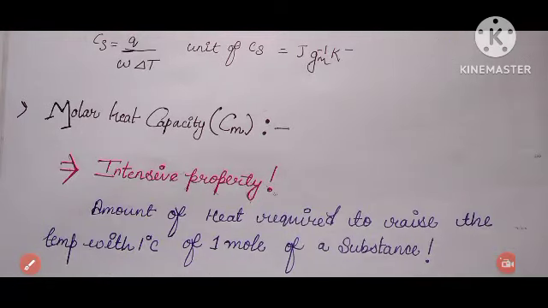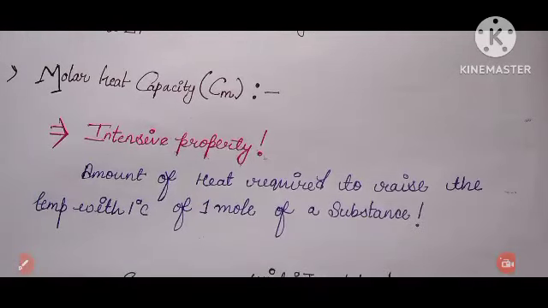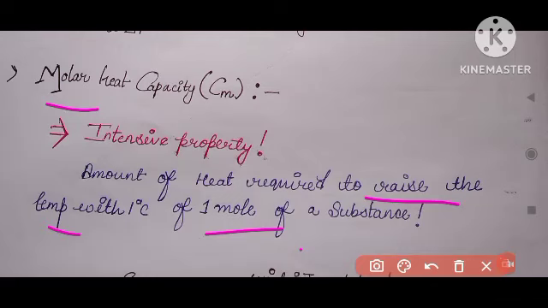Now our next topic is molar heat capacity. So what is it? Molar heat capacity is the amount of heat required to raise the temperature by 1 degree Celsius of 1 mole of a substance. In the first, it was only mentioned that we have to reach 1 degree Celsius, in the second it was mentioned 1 gram of substance, and now molar is about 1 mole. Molar is mentioned here, meaning 1 mole. So what is it? The amount of heat required to raise the temperature by 1 degree Celsius of 1 mole of a substance.